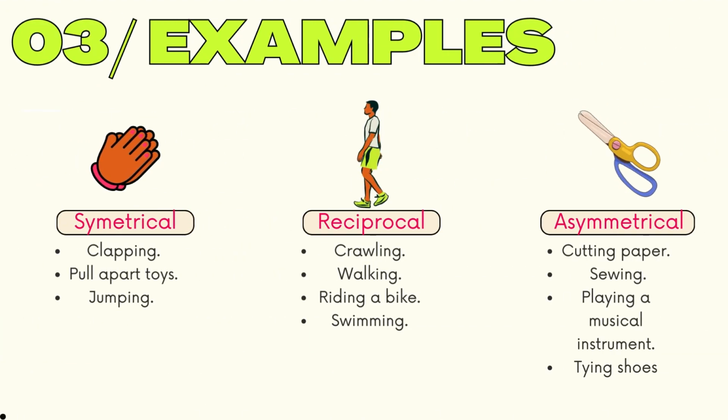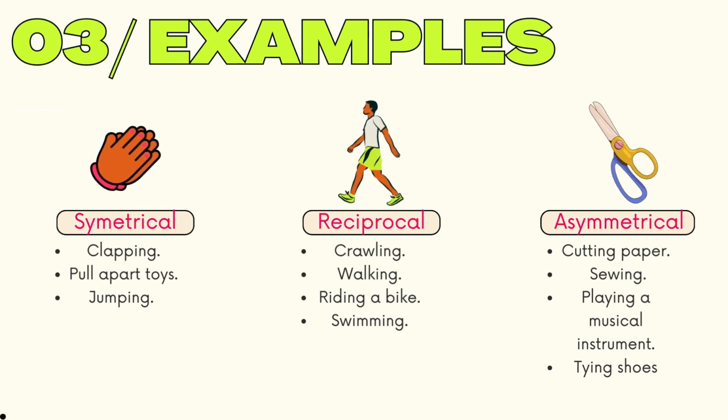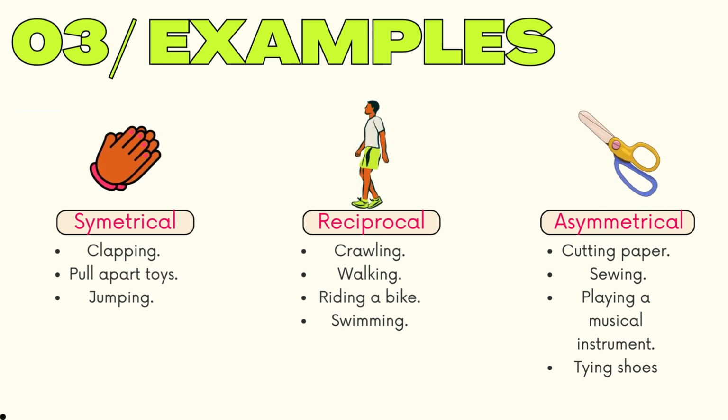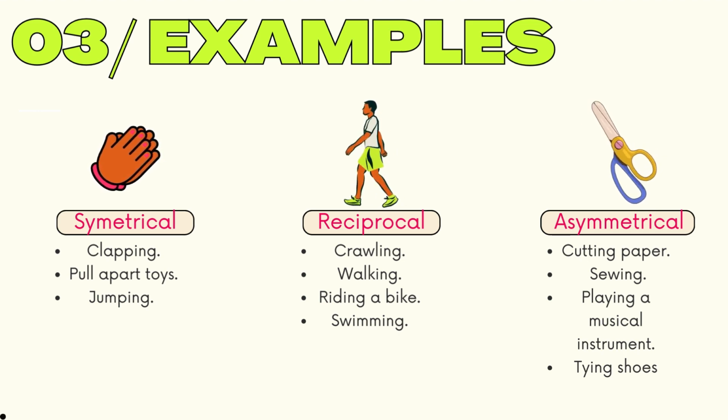Here are some of the other examples for symmetrical, reciprocal, and asymmetrical bilateral coordination. For symmetrical bilateral coordination are clapping, pulling apart toys, and jumping. As for reciprocal bilateral coordination are crawling, walking, riding a bike, as well as swimming. And lastly, for asymmetrical bilateral coordination are cutting paper, sewing, playing a musical instrument, as well as tying shoes.